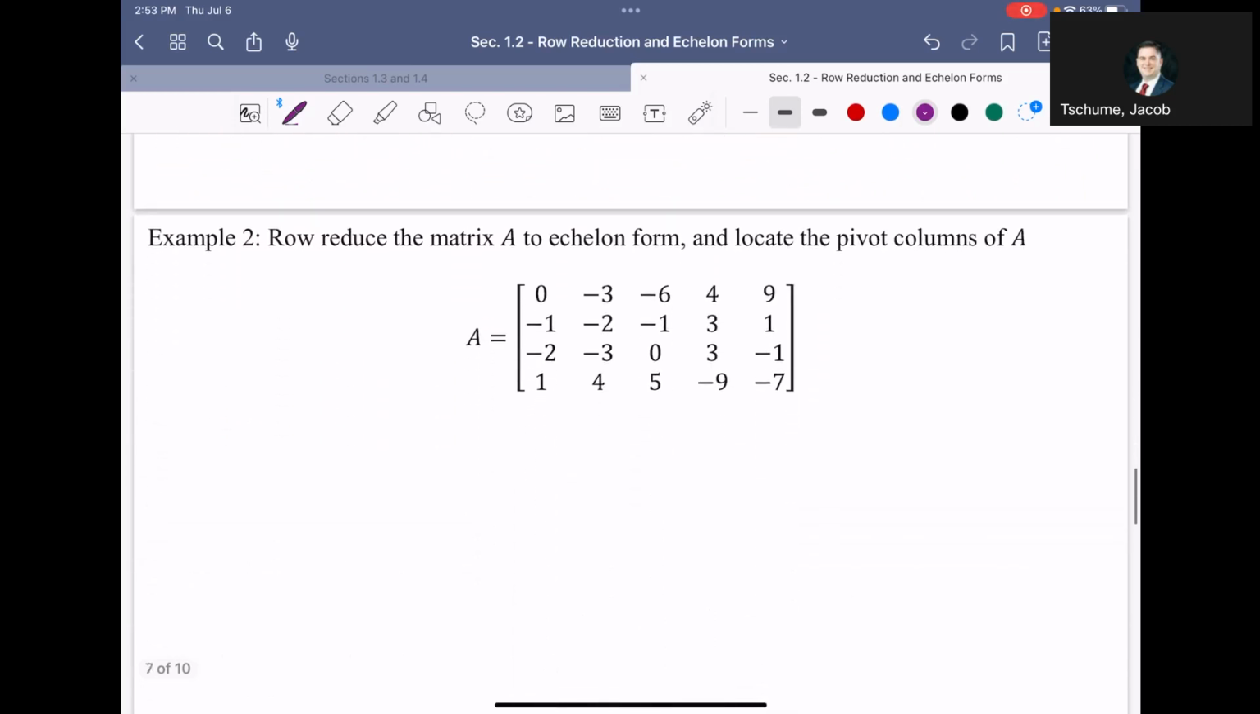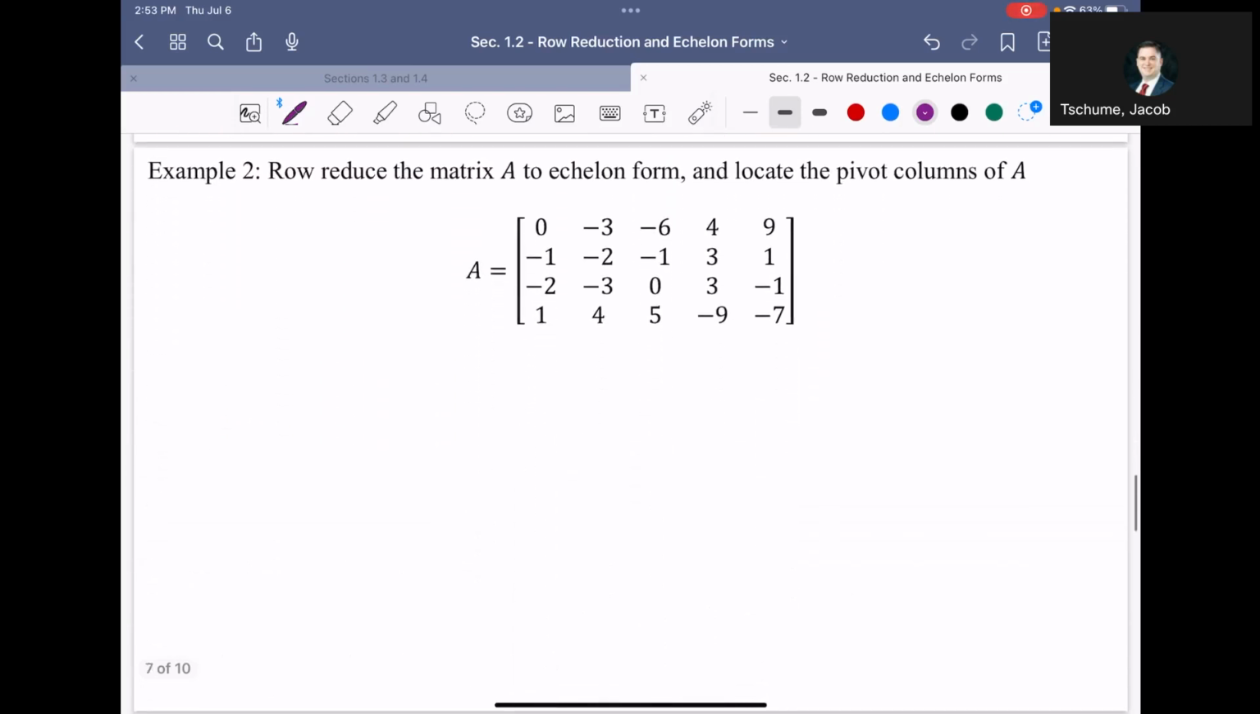All right, so let's do a slightly different example. A little bit larger matrix, and usually when I give you a larger matrix, it means I'm going to kind of scale back on what you have to do. What I would like you to do on this one is row reduce this matrix to just echelon form, and then locate the pivot columns of matrix A.